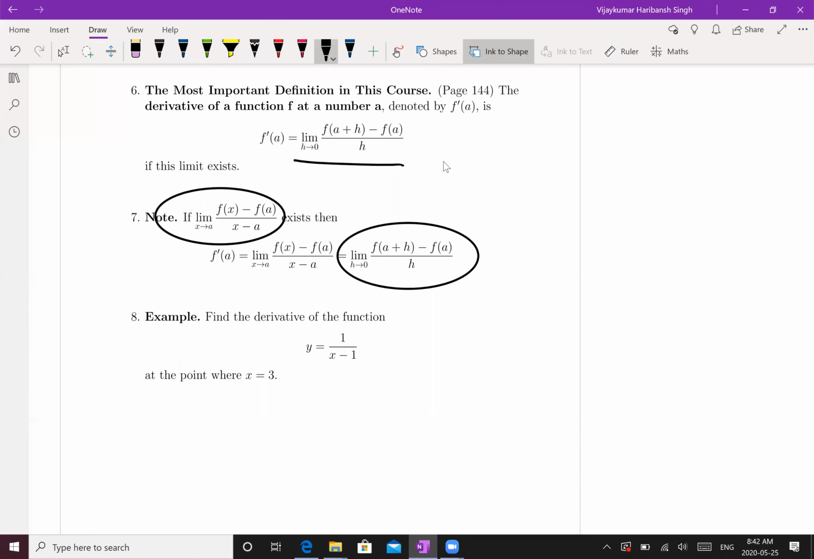So now let's do the following problem. Find the derivative of the function y equals to 1 upon x minus 1 at x equals to 3. So same object renamed now. We will basically find out the derivative at 3. So we should find f prime of 3. And that by definition is limit as h goes to 0, f of 3 plus h minus f of 3 over h.